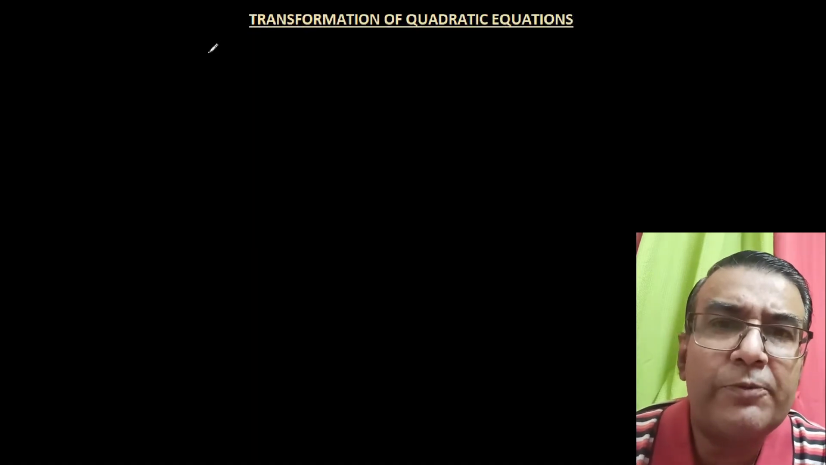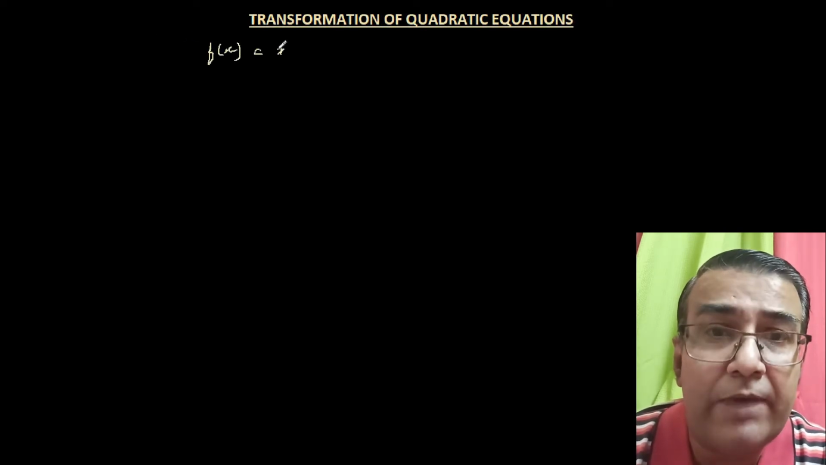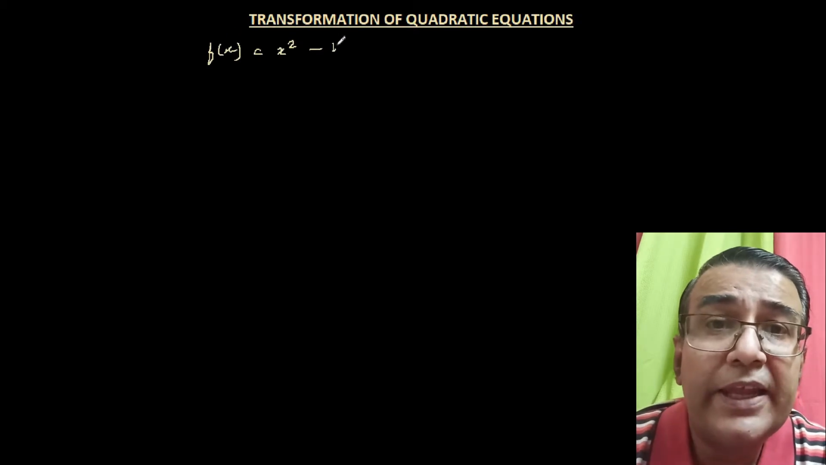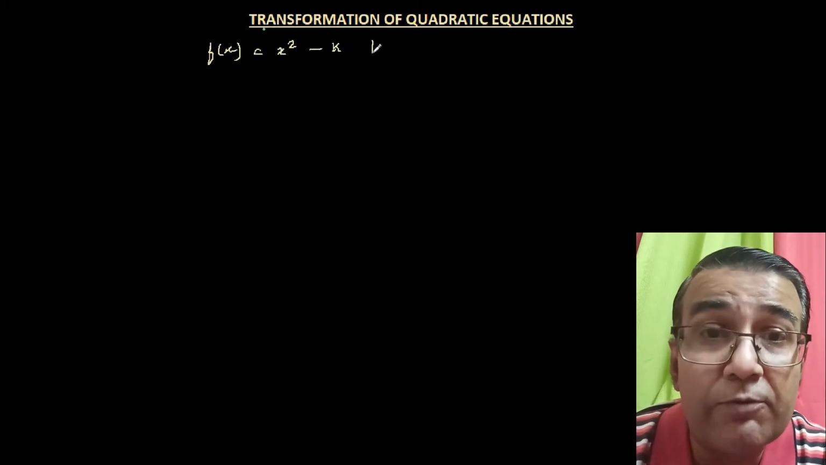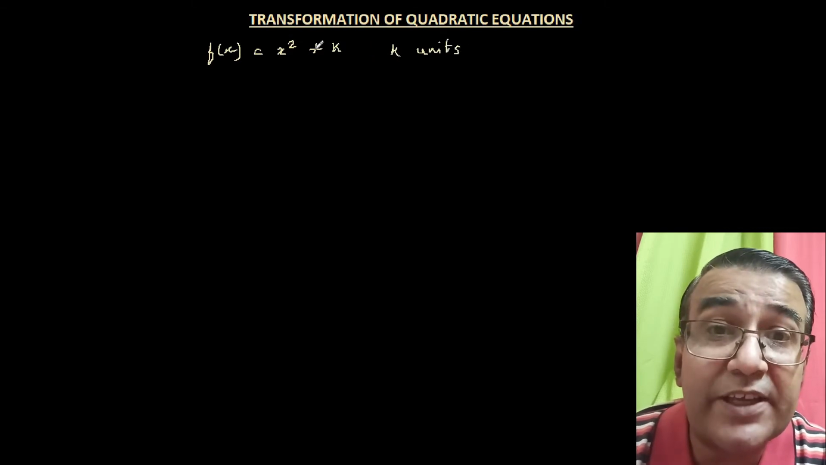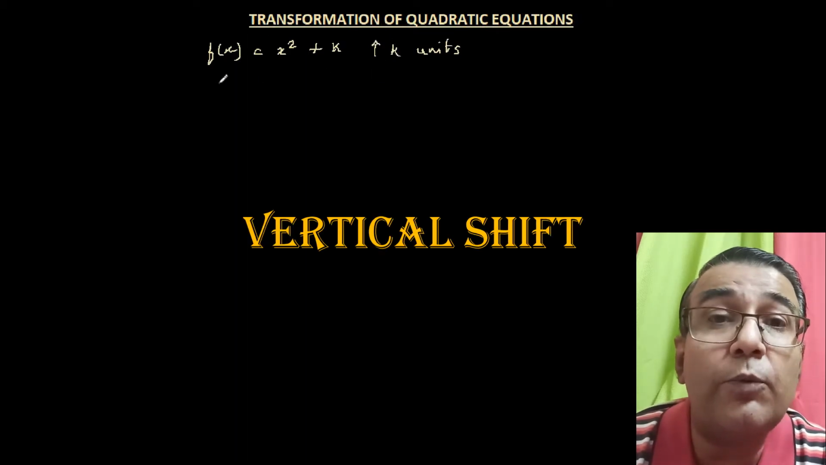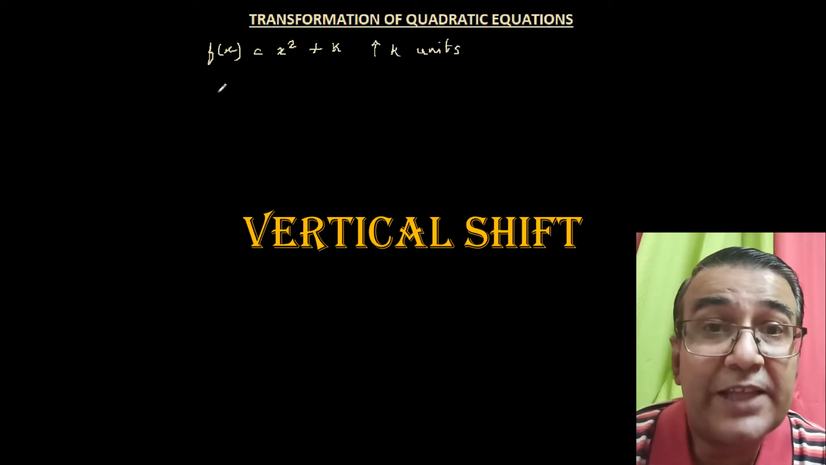So in short, what we can say is that if we have got a function which is x squared minus k, where k could be any number, then the graph is just going to move downwards by k units. And if it happens to be x squared plus k, then it is going to move up by k units. So this is called a vertical shift in the graph. So that means whenever we add a number to x squared, which could be a positive number or a negative number, the graph is just going to go up or come down depending on whether k is positive or negative.